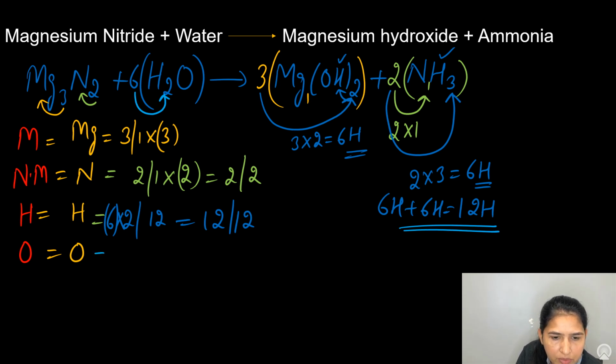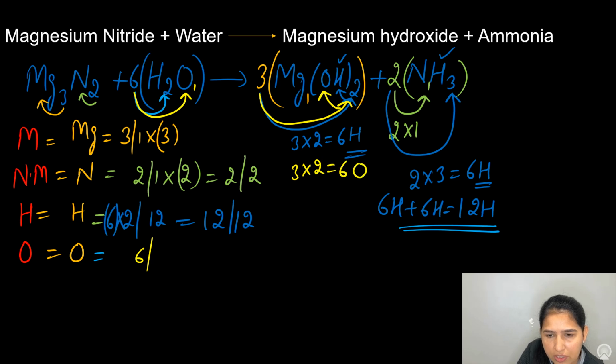Now let's come to oxygen. So when we come to the oxygen, we can find it out. For oxygen, it is 6 times 1, that's going to be 6. Now let's see here. If I make it 3 times 2 once again, this time I am doing it for oxygen. So this is going to be 3 times 2, that's going to give me 6 oxygen. I don't have any oxygen with ammonia, so I have in total 6 oxygen on the right hand side.